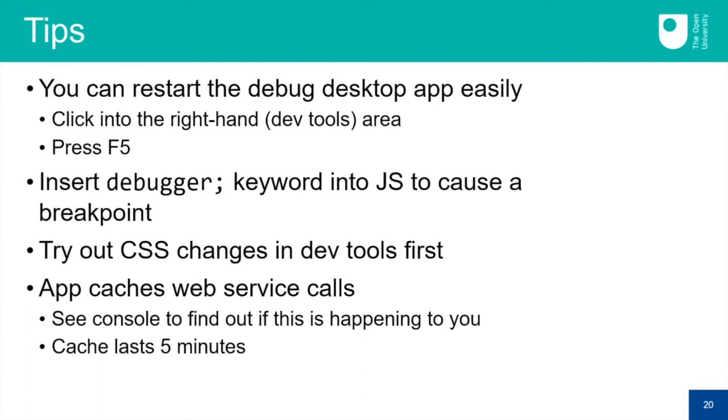If you're writing any CSS changes, it's best to try them out in the developer tools before you try and put them in your CSS file, because it's basically tedious to change. Finally, the app caches web service calls. So if that's happening to you, you'll notice it does log something on the debug console, and the cache lasts 5 minutes. So if you get confused because something's not updating, that might be why.